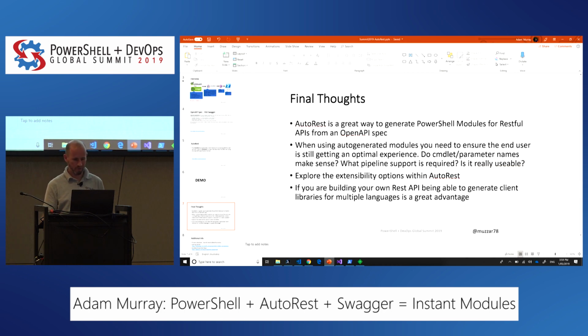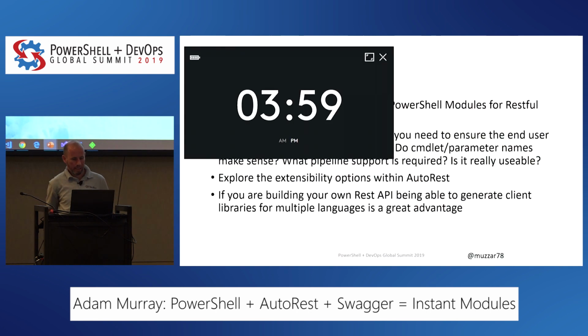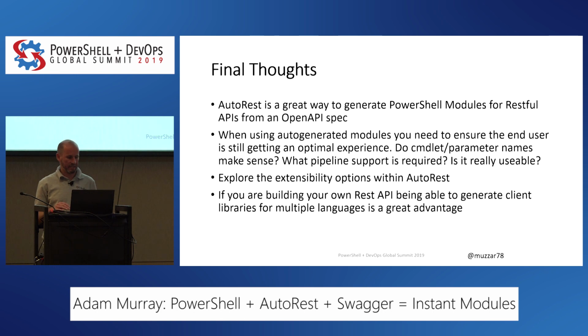So I just had some final thoughts. AutoRest is an absolutely great way to generate PowerShell modules for RESTful APIs from the OpenAPI spec. But you need to be a little bit careful. Auto code generation has limitations. So you need to make sure that the cmdlet names and the parameter names make sense. You need to look at what sort of pipeline support you want. Is it usable to the end user? Because it's all great creating all these cmdlets, but if it's a nightmare to use, it's really not going to serve the purpose that it should.